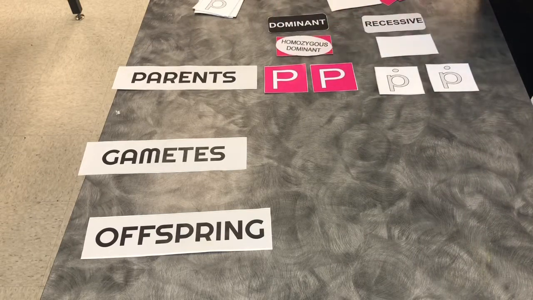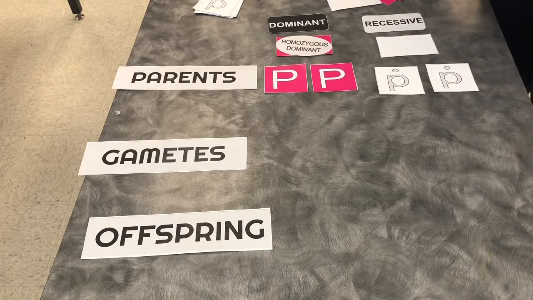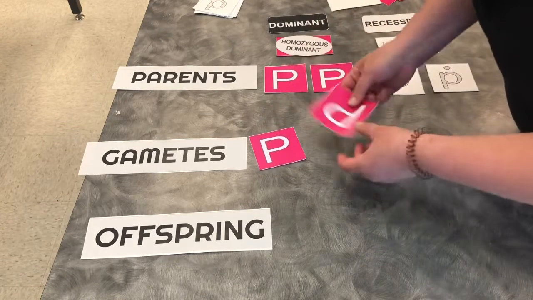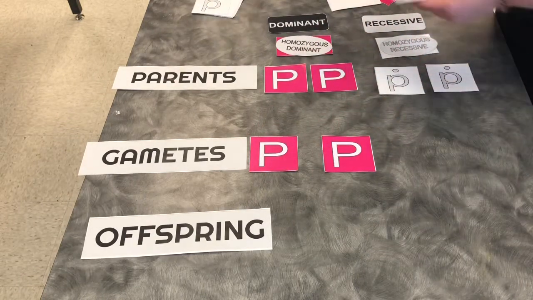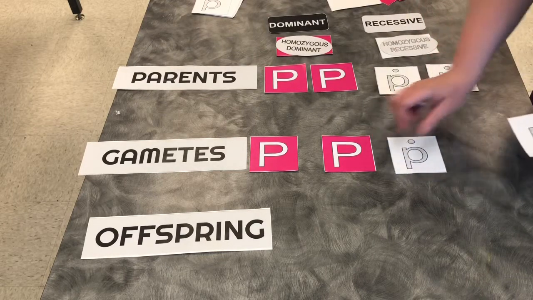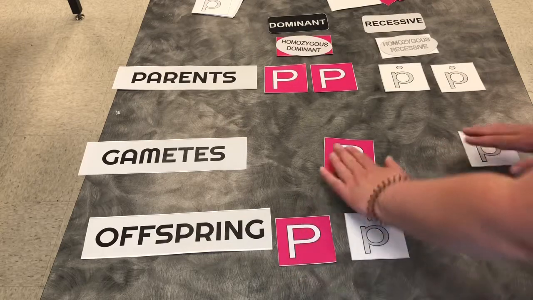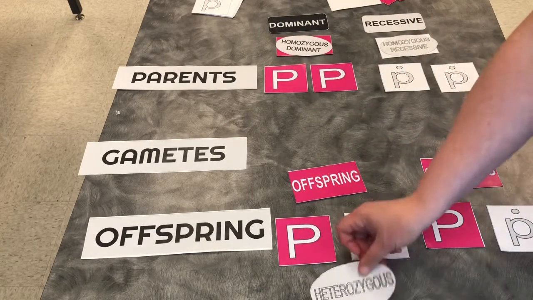Our first example will be a cross between two homozygous parents, one dominant and one recessive. Much like the eye color example earlier, the gametes formed can only contain one type of allele. Once again, the offspring formed will all be heterozygous and express the dominant pink flower color.